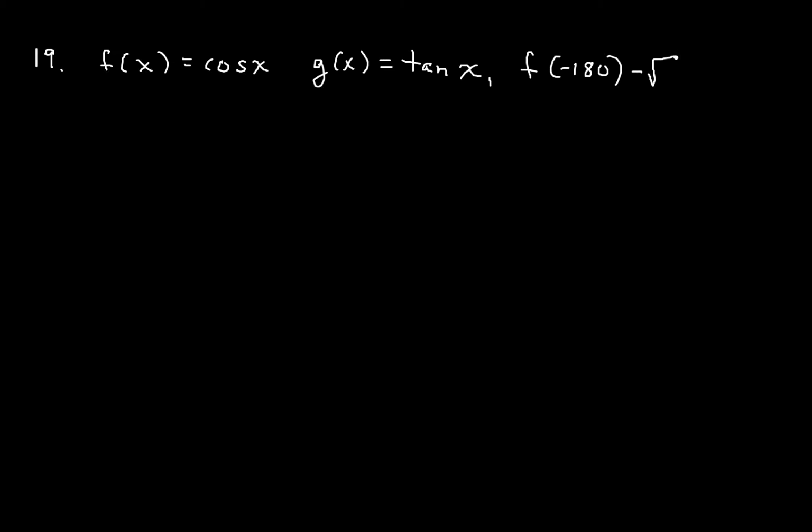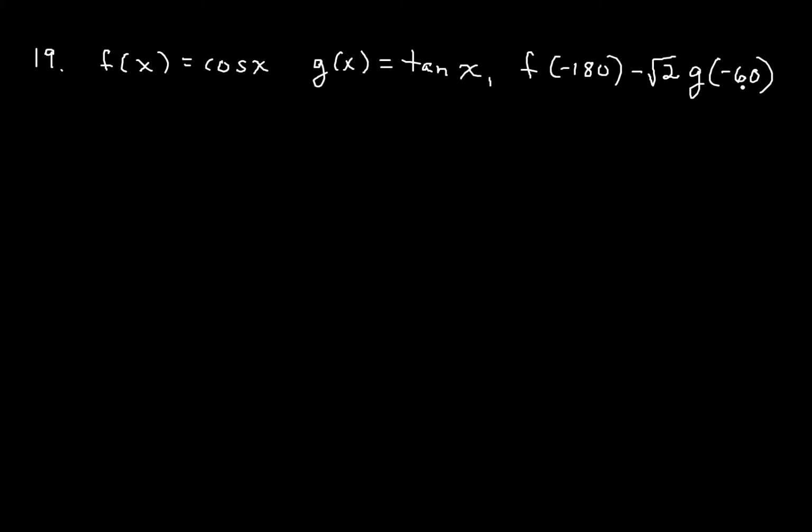All right, 19. What is 19? Okay, little trig. f of x equals the cosine of x. g of x equals the tangent of x. We're supposed to find f of negative 180 minus square root of 2 times g of negative 60.